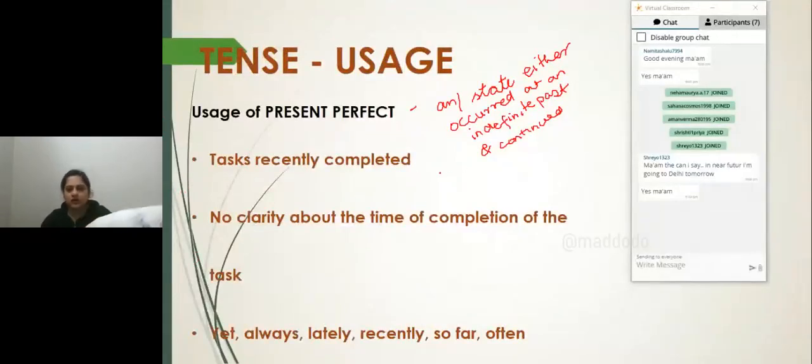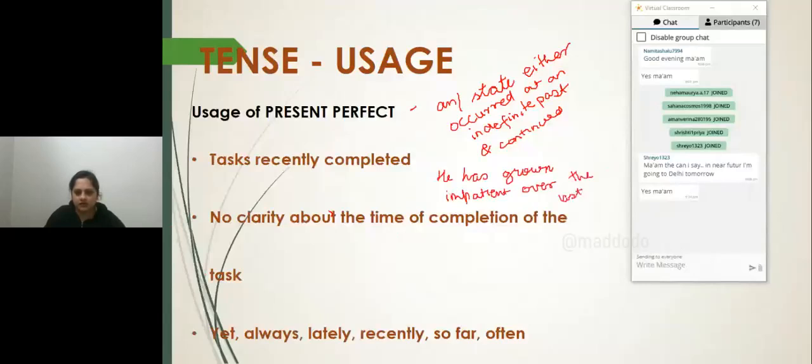Must no. He has grown impatient. Now this is for the present example only. If I say instant, he has grown impatient over the last 1 hour. Yeah, he's being impatient, right? Over the last 1 hour. Okay, so has plus v3. Now what I'm trying to show is, from the past 1 hour he's been impatient, he's grown impatient.